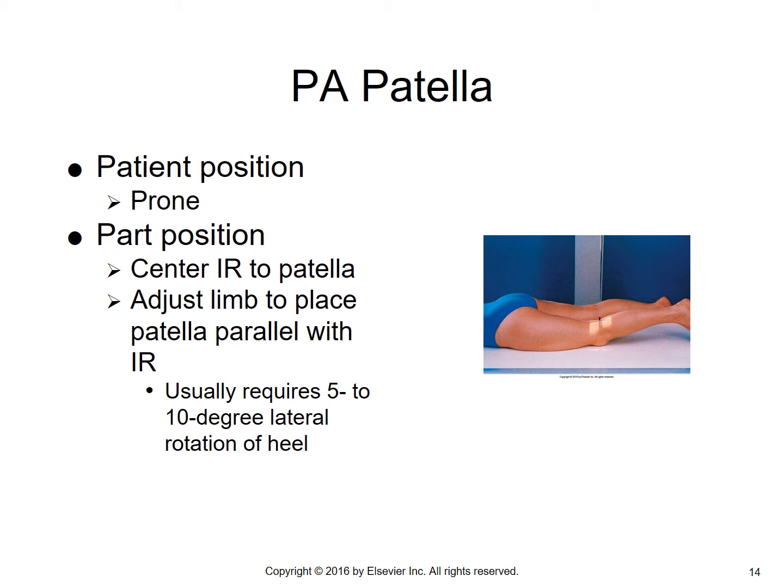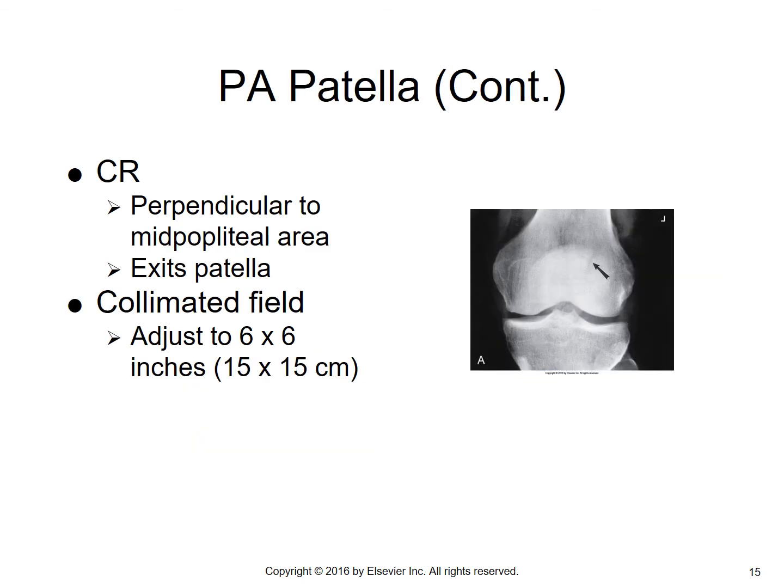Patient is prone, part position, center the IR to the patella. Adjust the limb to place the patella parallel with the IR. And notice what it says here, usually requires a 5 to 10 degree lateral rotation of the heel. You're trying to get a perfect PA of the patella. The central ray is going to be perpendicular to the mid-popliteal area. Remember, your popliteal area is the back of your knee. You're going to be exiting the patella.